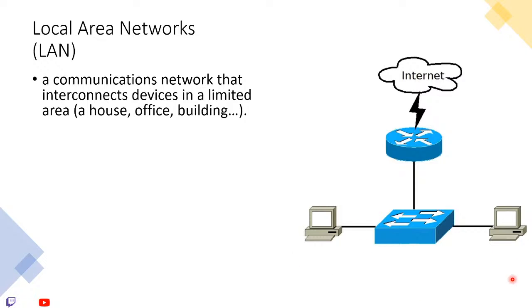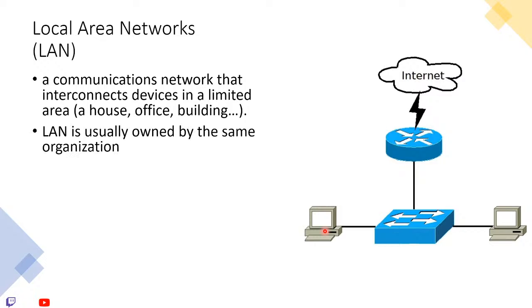So these computers are connected in the switches or hub, and then they are connected to the router, then they are connected to the internet. So this communication network interconnects limited devices inside a house, office or building, like two or three computers, mobile phones, only inside a house, office or building. So LAN is usually owned by the same organization. This is the common thing.